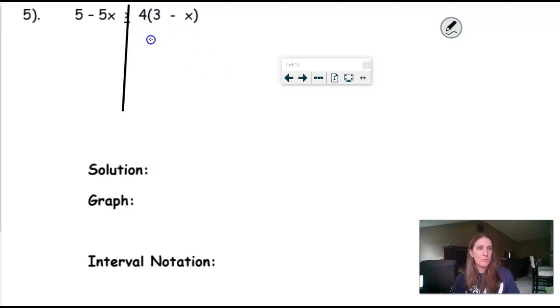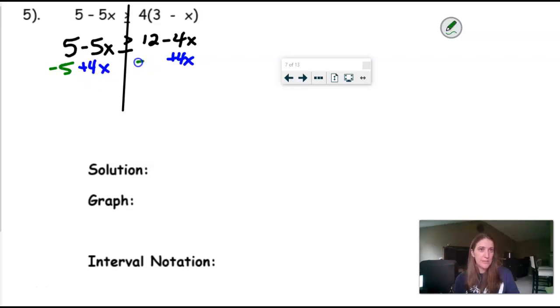So there's a little distribution that we have to take care of over here on the right-hand side. This is now a 12 minus 4x. I think that was a greater than symbol. And then we still have a 5 minus 5x over here. Always a good idea to keep your x's on the left for these. So I am going to move the 4x over by adding it. And while I'm moving things, let's go ahead and subtract the constant over to the right side.